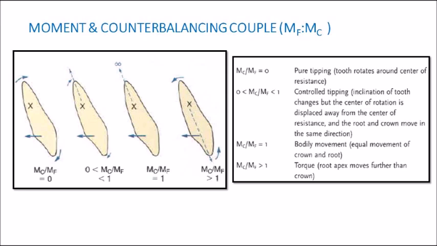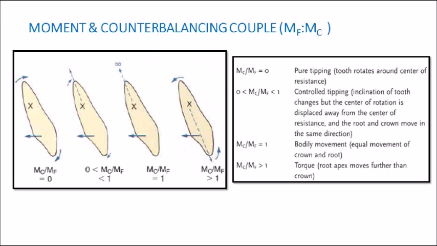Clinically this is relevant because it is the amount of the force applied and the amount of the couple we are trying to create. So the ratio between these two determines the type of tooth movement. If we are simply applying a force and there is no provision for a counterbalancing force, then there will be pure tipping movement. And if you are giving even a slight amount of counterbalancing couple but lesser than the force being applied, the ratio between the couple and the force will be less than 1. Definitely greater than 0 because we are giving a counterbalancing couple, but less than 1. In such cases you will get a controlled tipping.